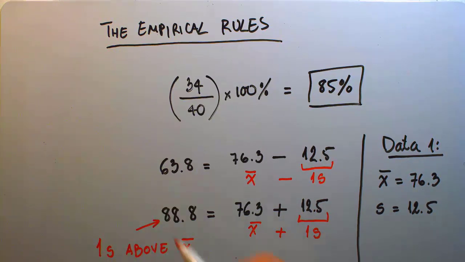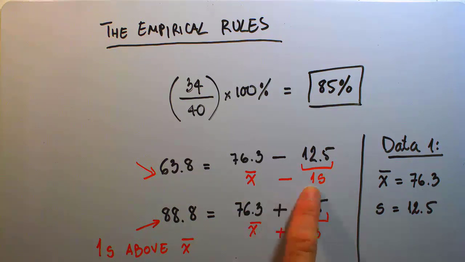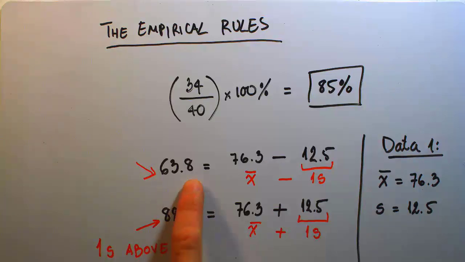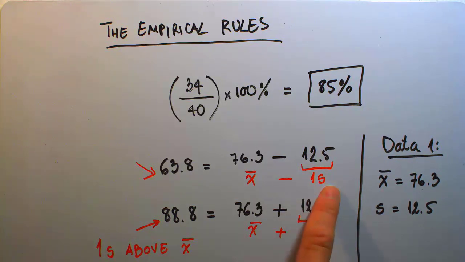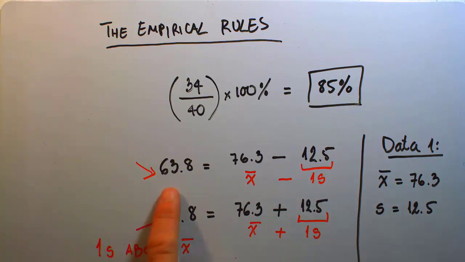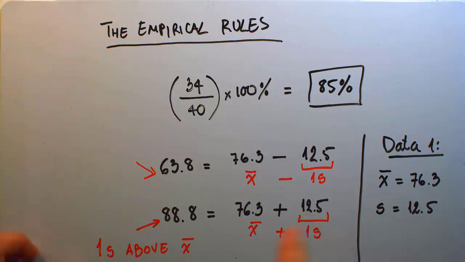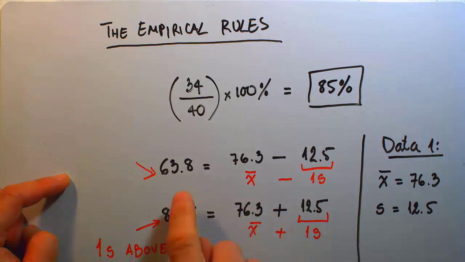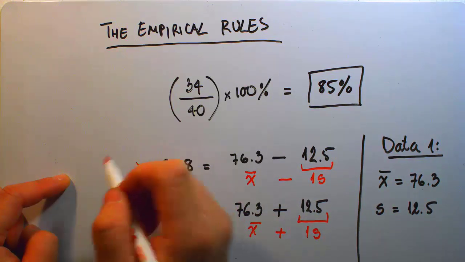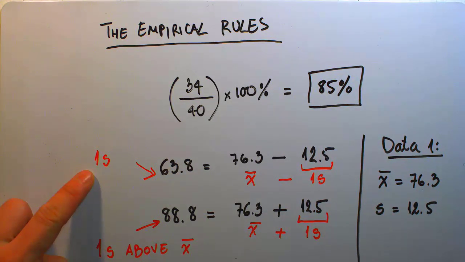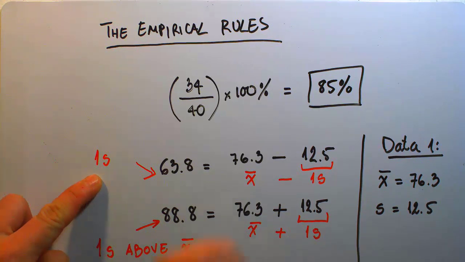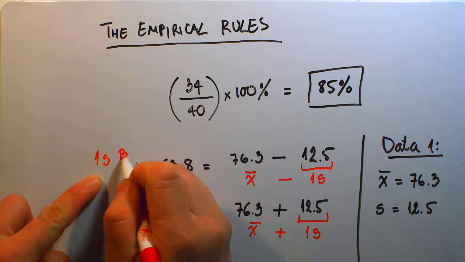This other value 63.8, looking at the way the math was done right here, simply to obtain that 63.8, once again I repeat, from where the mean was 76.3, I simply subtract one time the standard deviation, and I ended up with 63.8. So in other words, due to that subtraction, 63.8 came out as the value that's one standard deviation. I'm calling that 1s to indicate one standard deviation. So here I am one standard deviation below the mean.